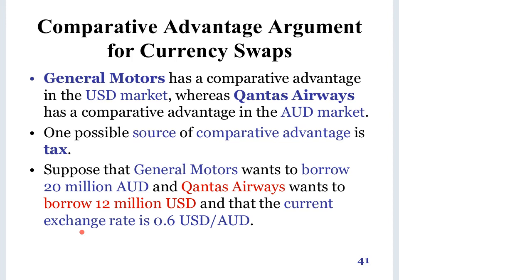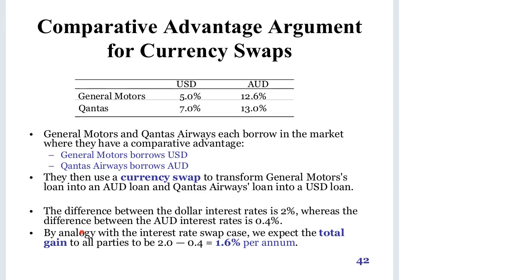So General Motors, for whatever reason, wants to borrow 20 million Australian dollars. Qantas wants to borrow $12 million, and that ensures that the current exchange rate based on that is 0.6 US dollars per Australian dollar. So 1 Australian dollar is equal to 60 cents US.